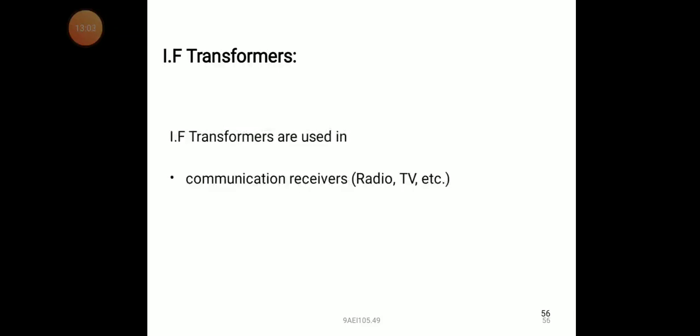Another type of transformer is the intermediate frequency transformer. Generally this type of transformer is used in communication receivers. At the receiver stage we use the intermediate frequency transformer, that is in radio, TV, etc.